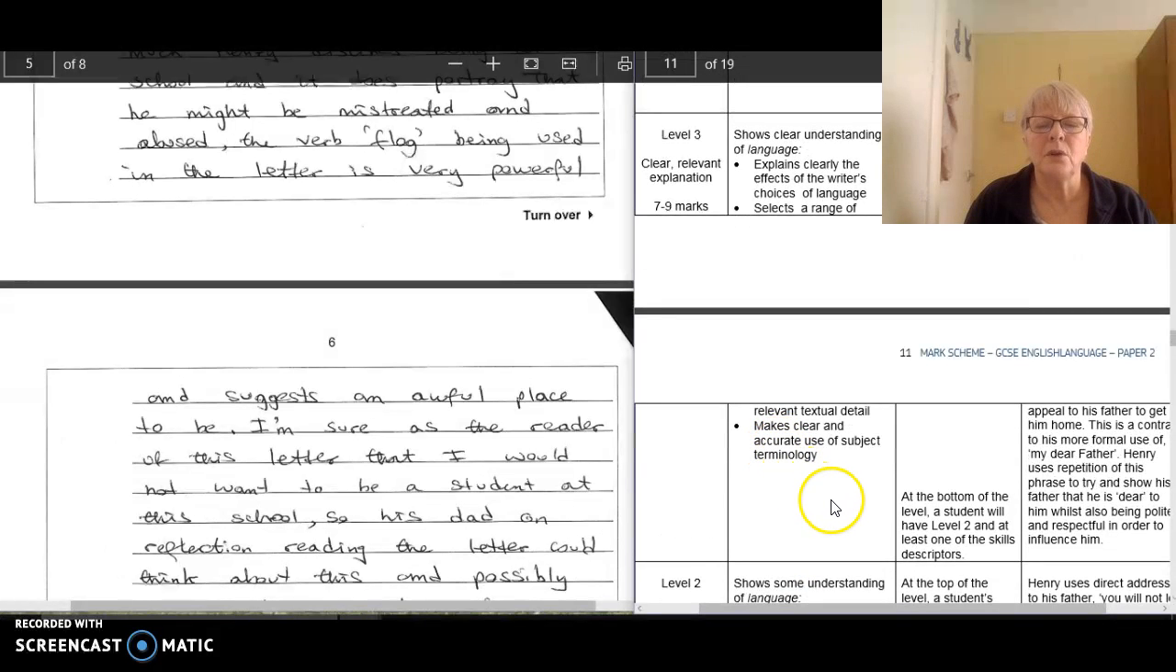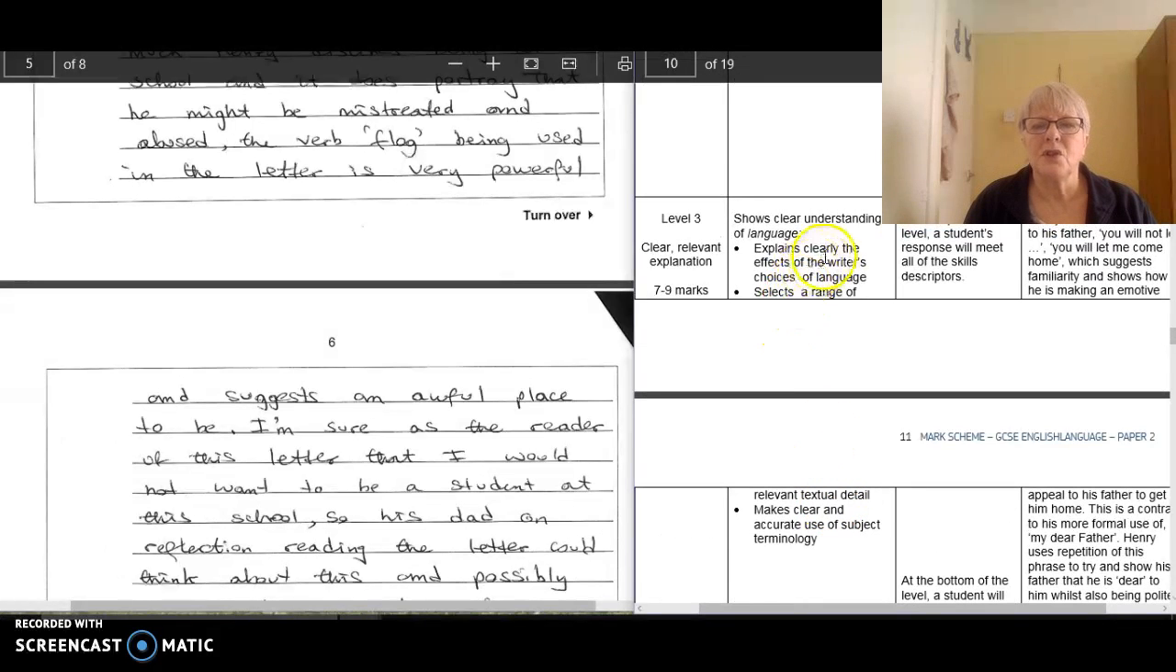So if we move on and have a look at level 3, which says shows clear understanding of language. And the first bullet point says explains clearly the effects of the writer's choice of language. Well, again, yes, I think you have. Selects a range of relevant textual detail. Yes, as we've already said that. And then the last bullet point makes clear and accurate use of subject terminology. So we haven't quite met that bullet point for level 3 because it's not all accurate misuse of metaphor.